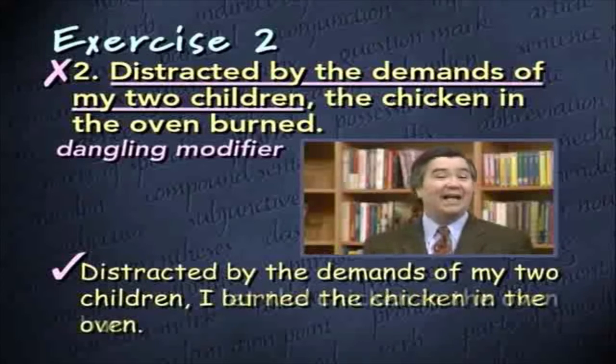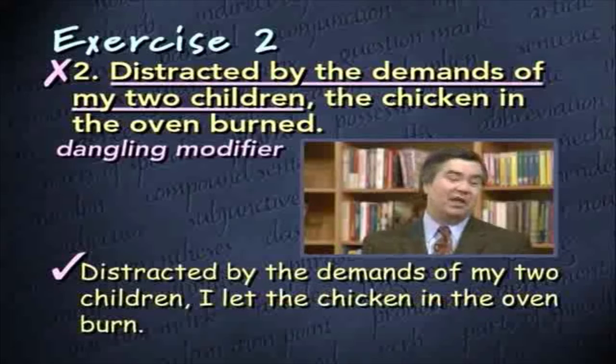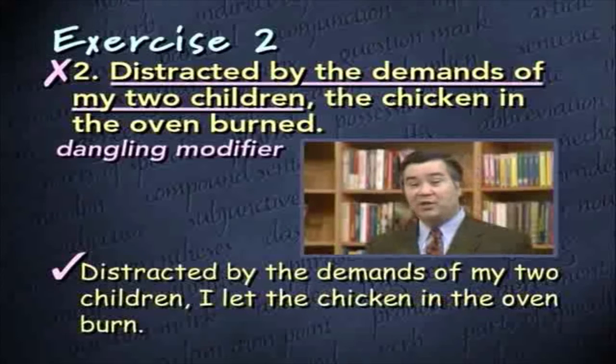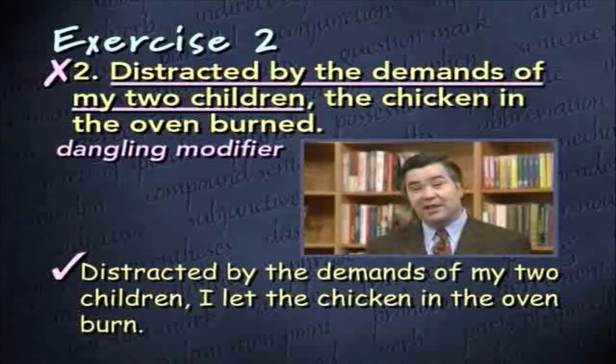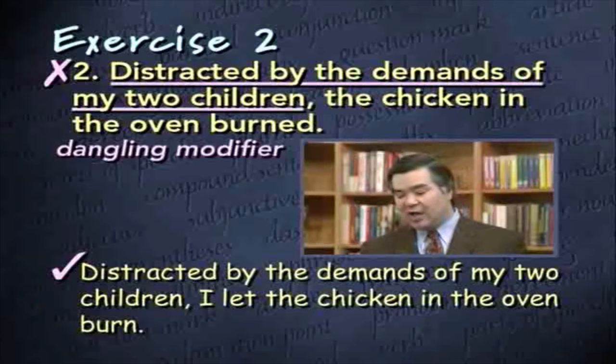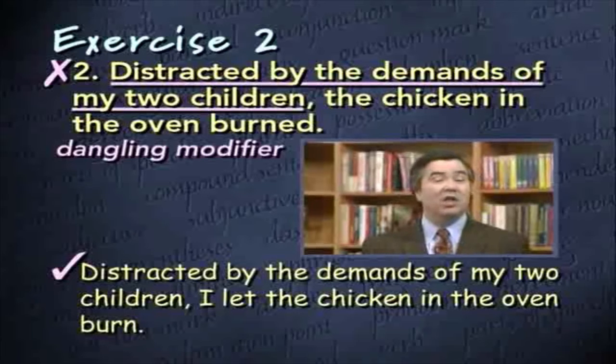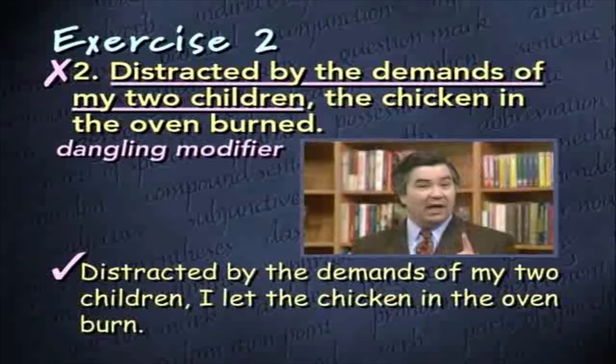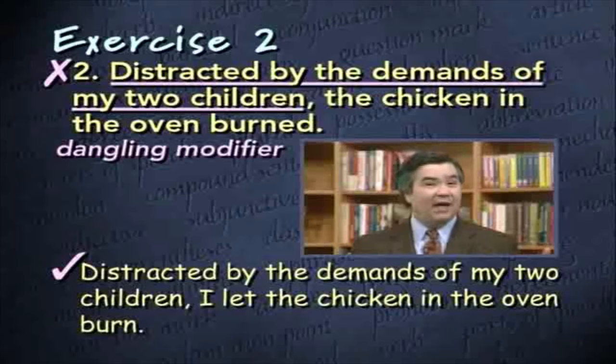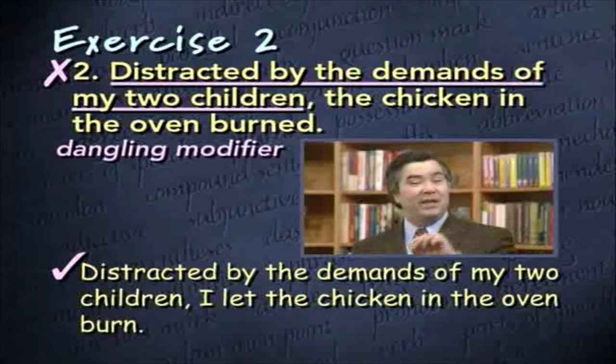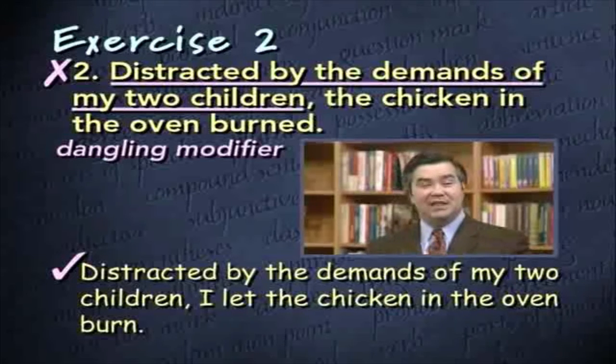Or you could say, "I let the chicken in the oven burn," whichever seems like a more appropriate way to write it to you. The important thing is that the modifying phrase, "distracted by the demands of my 2 children," should be followed immediately by the word "I." So that way the modifier won't dangle. Instead, it will be nicely connected to the word that it's intended to modify.